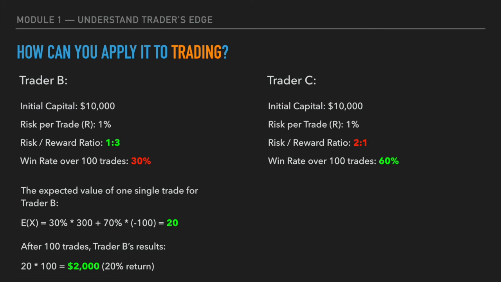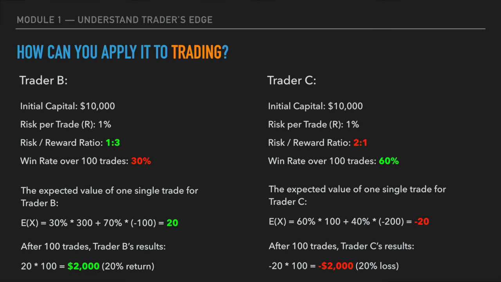Now let's look at Trader C. Same initial capital, same risk per trade, but for Trader C, his risk to reward ratio is 2 to 1, which means on each trade, he risks $100 to make just $50. His win rate is 60%, pretty good, way better than Trader B. Well, then what about Trader C's result?